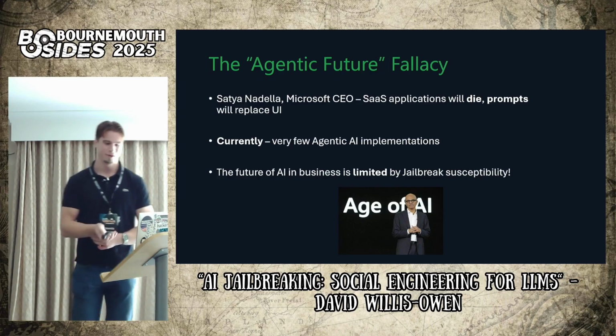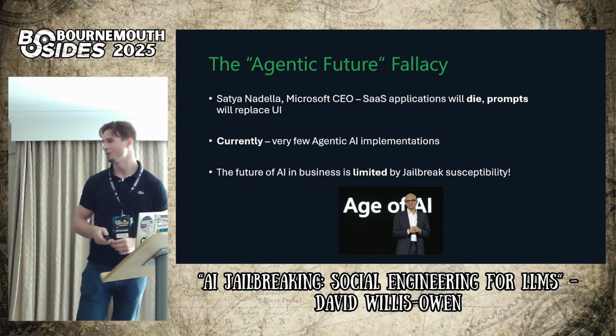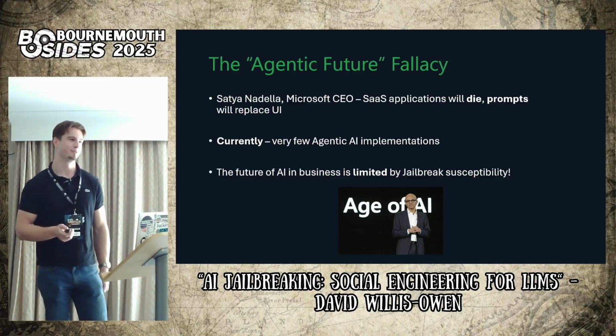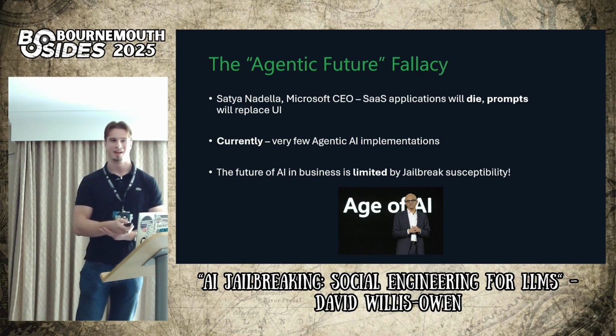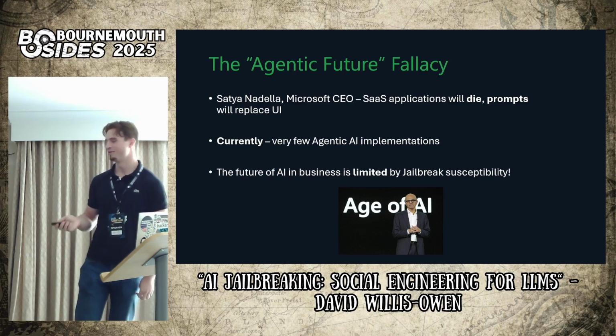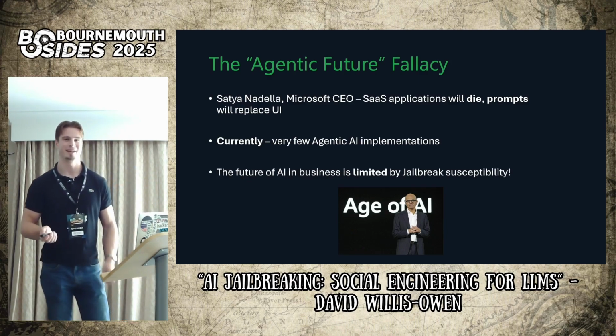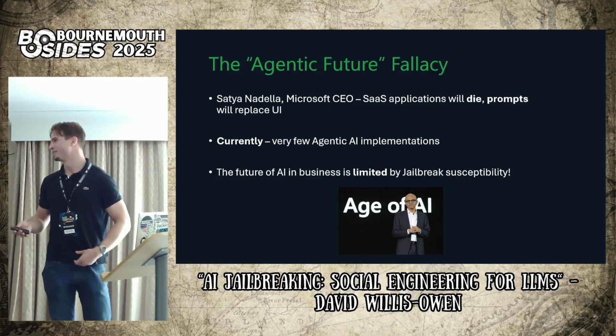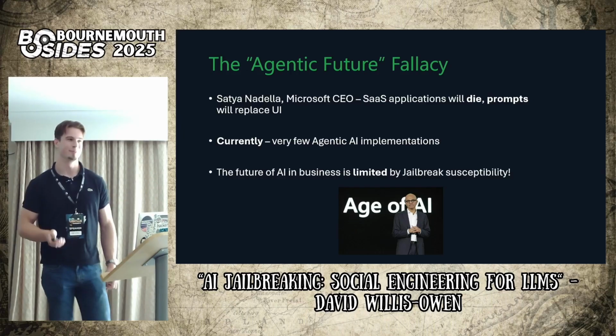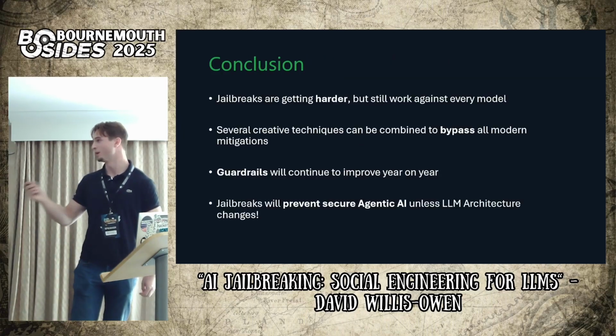And one of the reasons for this is you cannot implement an agent currently without human in the loop, where a human approves or denies every action the agent takes because it can be jailbroken. And this hugely reduces the efficiency of having an AI, and it's completely contrary to this agentic future vision, which a lot of business leaders are talking about.